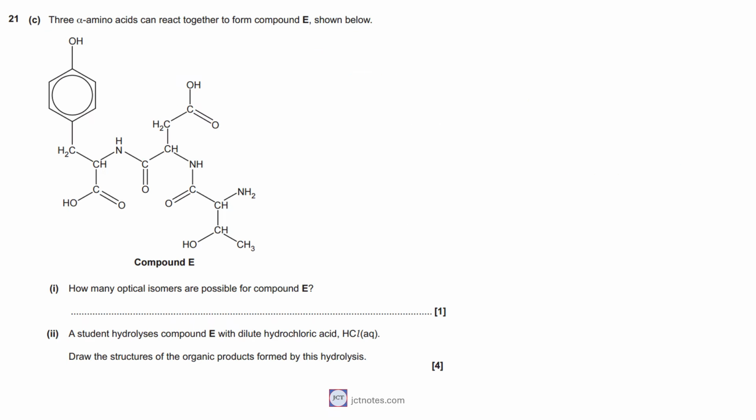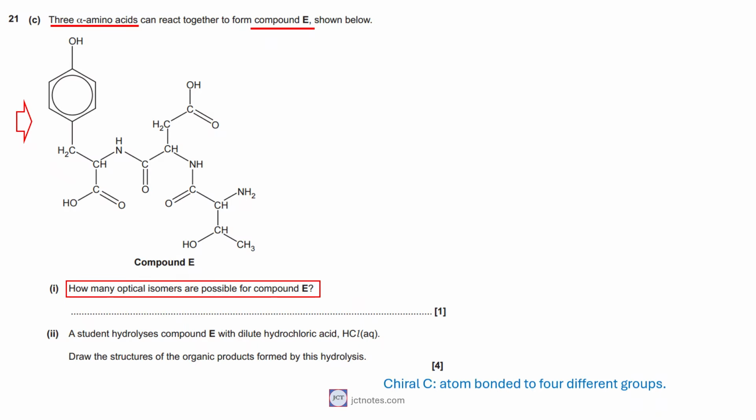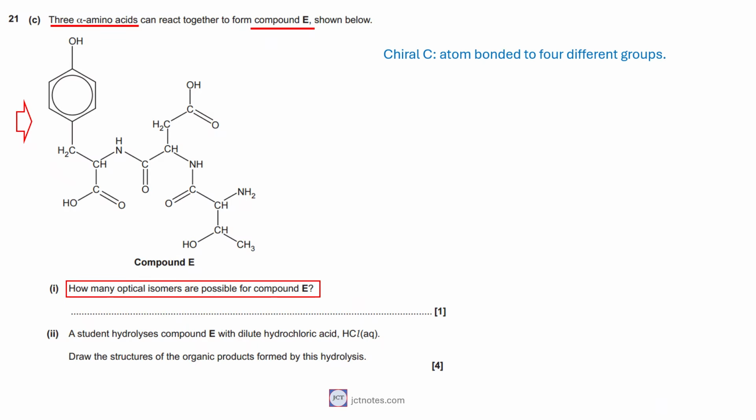In question 21, Part C, the reaction involving 3 alpha amino acids yields compound E, whose structure is given. In the first question, we are asked how many optical isomers are possible for compound E. The number of optical isomers is determined by the number of chiral carbon atoms bonded to 4 different groups. Each chiral carbon gives 2 possible optical isomers.